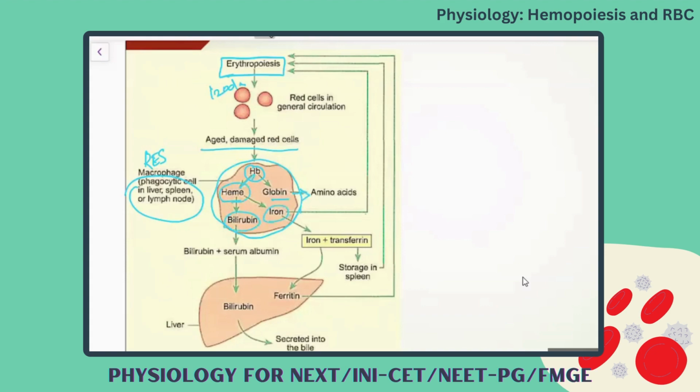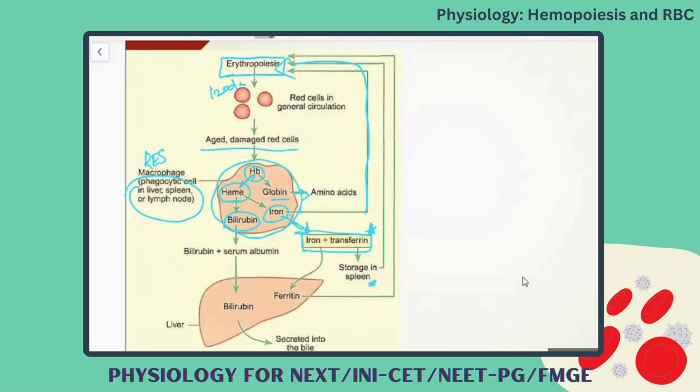This iron is utilized back for erythropoiesis. And then some amount of iron will come out and bind with the transferrin. The iron is stored in the form of transferrin. Okay, so this is frequently asked. The storage form of iron is transferrin. It is stored in the spleen.